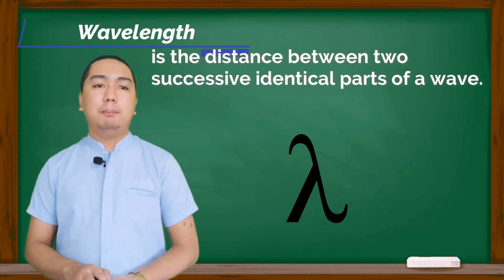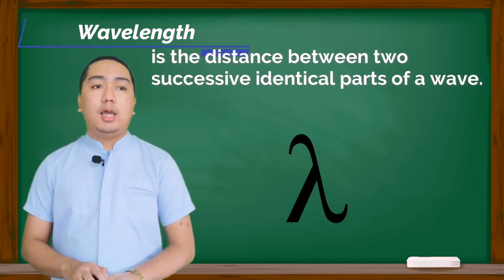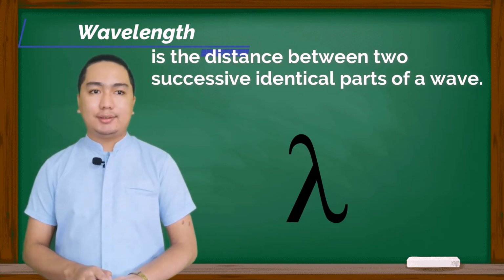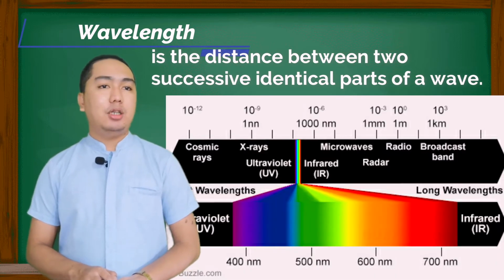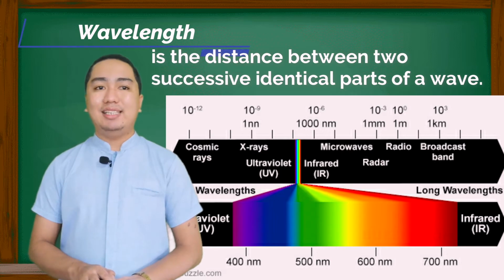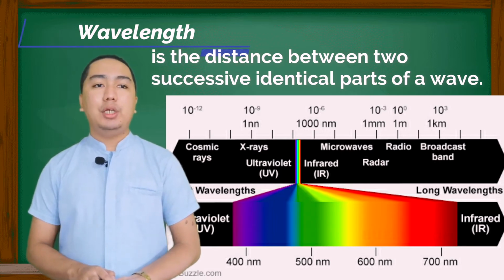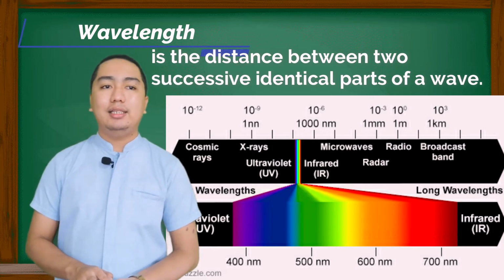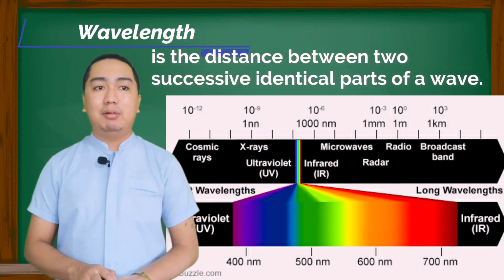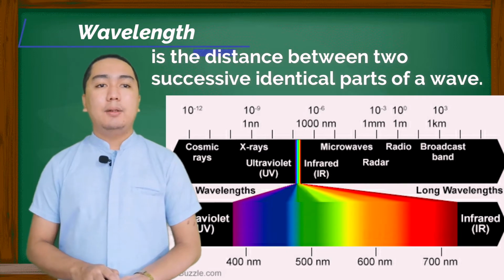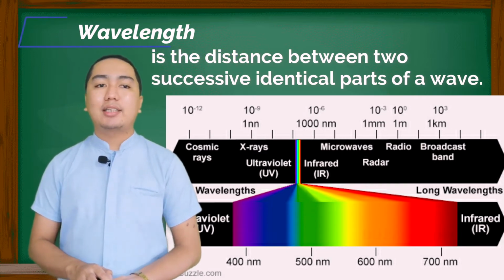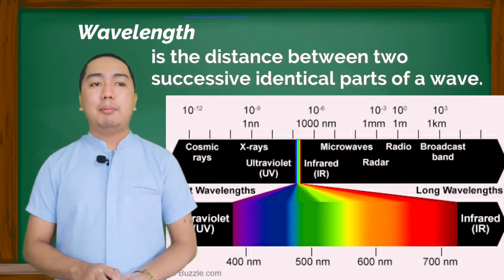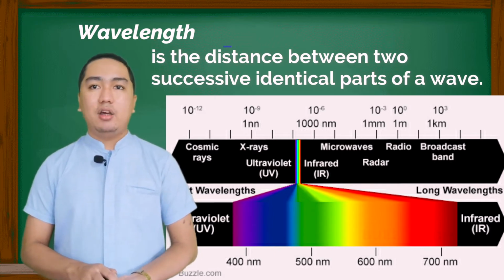Wavelength is denoted by the symbol lambda and measured in meters. Wavelength is an important property of a wave. In visible light, the wavelength determines its color. The difference between red light and violet light is that they have different wavelengths. The wavelength of red light is longer than that of violet light. Some electromagnetic waves like X-rays have shorter wavelengths than microwaves, as shown in this figure.